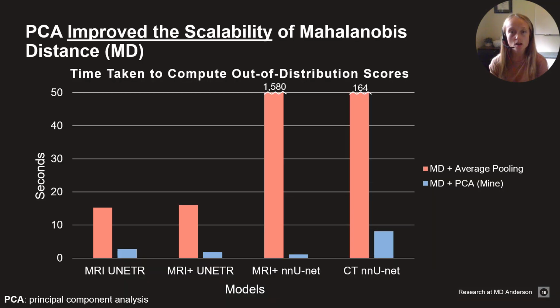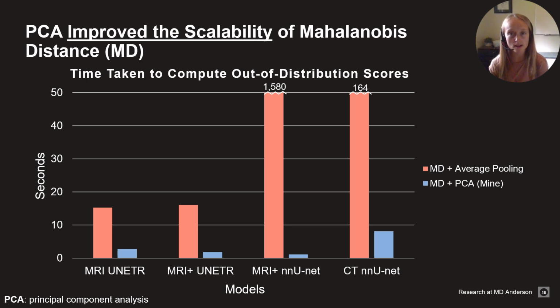Getting into the results now. We're going to first talk about scalability. What you are looking at here is the amount of time that it took to calculate the distances on the test images across all 4 models on the bottom. In red, you will see the average pooling, and in blue, you will see principal component analysis.